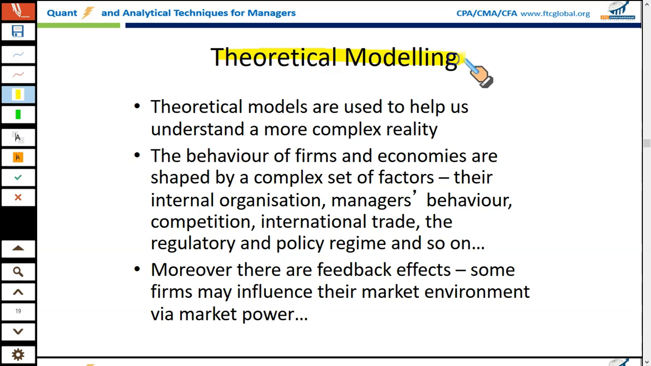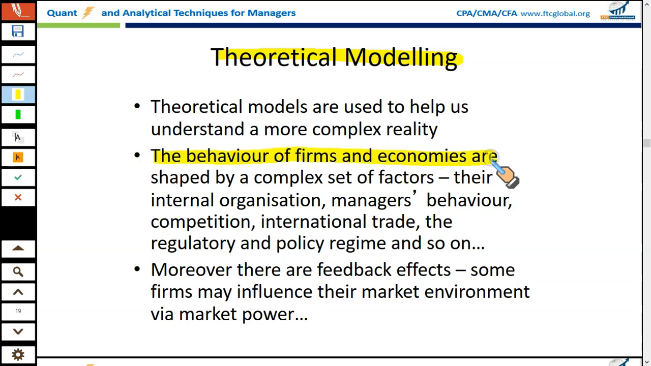So, theoretical modeling, how does it help us? Theoretical models are used to help us understand a more complex reality. Yes, theoretical modeling is like creating simplified maps or diagrams to understand how businesses and economies work. So this is true, makes sense.